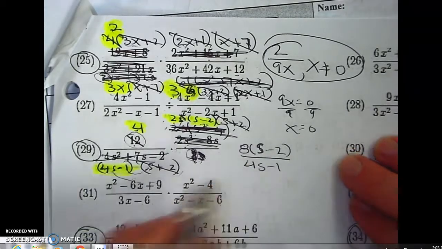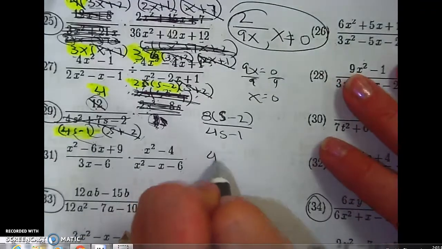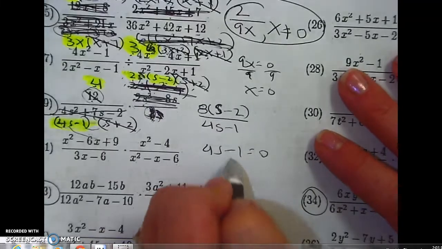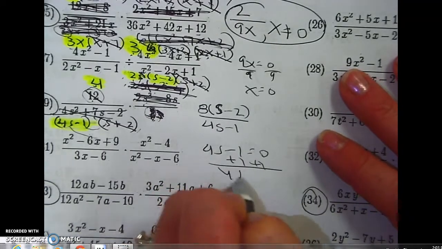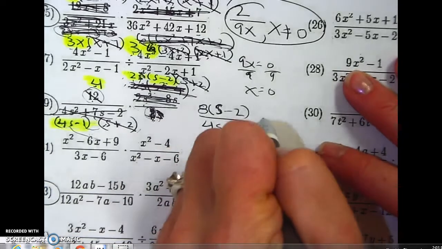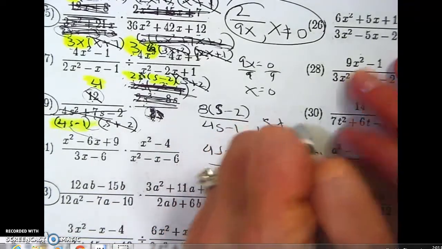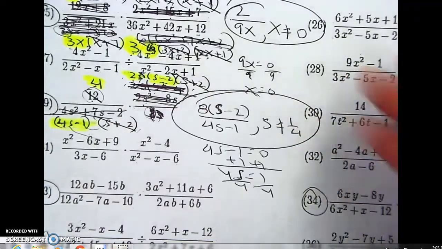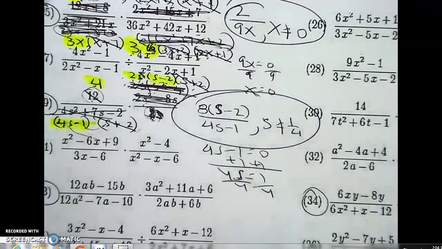s minus 1. I need to set the restrictions, so I go 4s minus 1 equals 0, plus 1, plus 1. 4s equals 1, divide by 4. And then I get, comma, s cannot equal 1/4. Okay? All right. Number 33 is a bit crazy, so I think what I'm going to do is do this to the side.